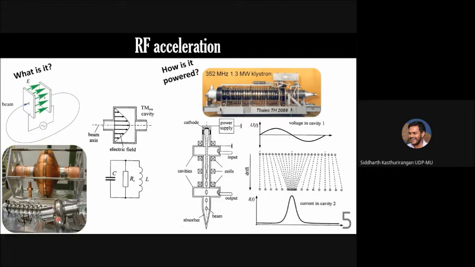This photograph shows several such cavities. As you can see, the shape of them is sometimes taken as a kind of torus or similar shape. There is a reason for that. We'll look into it at a later stage. But these are all different RF cavities of two different materials.